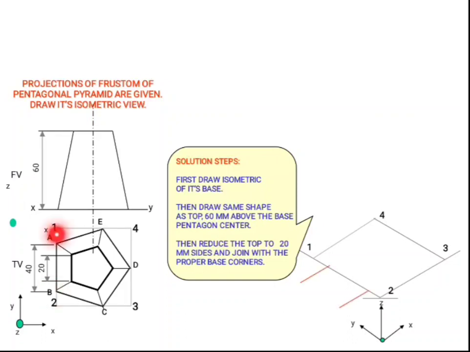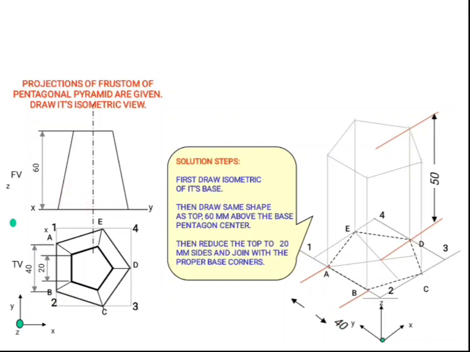Now I know the distance between point A and B is 40 millimeter, and the distance between 2 and B is measured from here. Copy it to here and mark these points A and B along y-axis. Similarly, I can mark all these points on base and mark it as A, B, C, D and E. Now I can mark the dimensions in the Z direction. So from each point A, B, C, D and E, I can mark the height of the frustum, which is 60 millimeter, and I can join all these endpoints together to get the top surface.